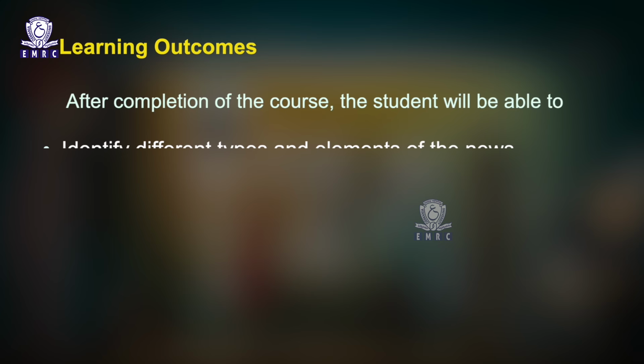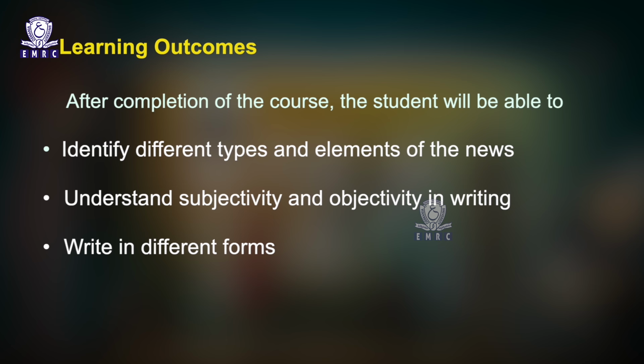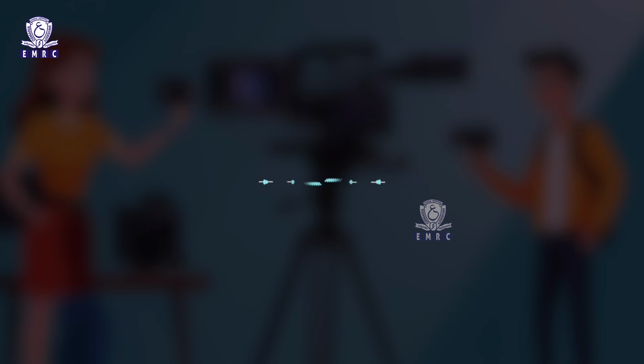And the learning outcomes are: after completion of the course, the students will be able to identify different types and elements of news, understanding subjectivity and objectivity in writing, write in different forms.